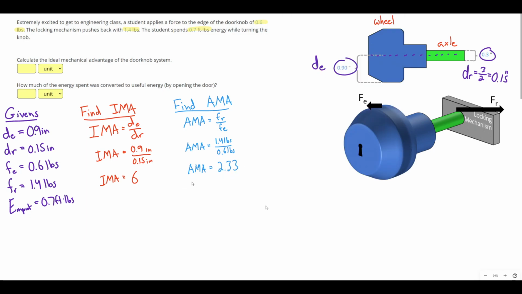There must be a lot of friction in this system because our AMA is much, much lower than our IMA, but that's okay. That can happen with lots of machines. So we've got our AMA, we've got our IMA. Next thing we should probably do is find percent efficiency.